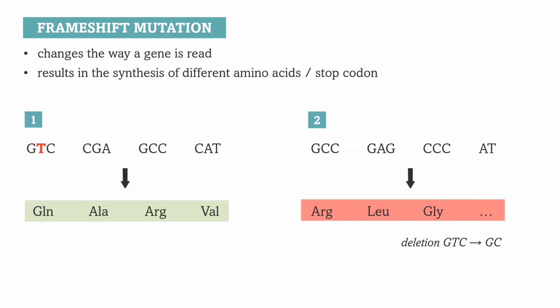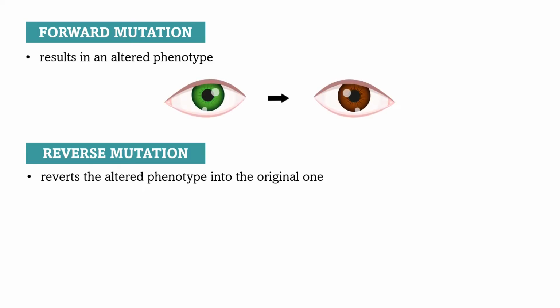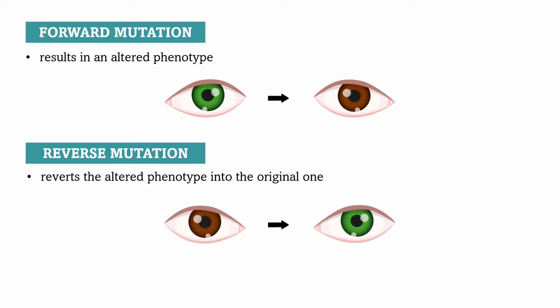There are also forward and reverse mutations. A forward mutation is a mutation that results in an altered phenotype. A phenotype refers to all the observable characteristics of an organism. A reverse mutation then reverts this altered phenotype into the original one. For example, a forward mutation could change the color of the eyes from green to brown. A reverse mutation would then revert the change from brown to green. Of course, in reality, this is much more complicated and this example is only hypothetical.